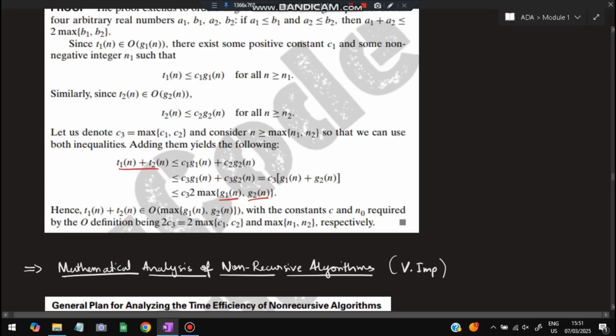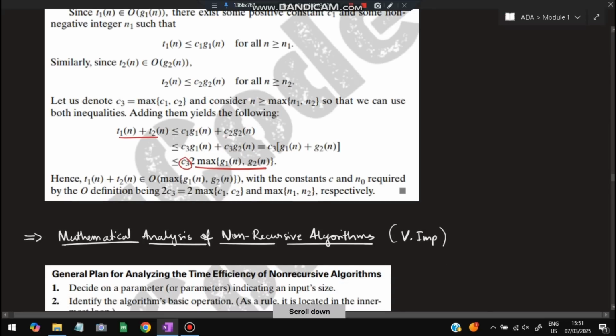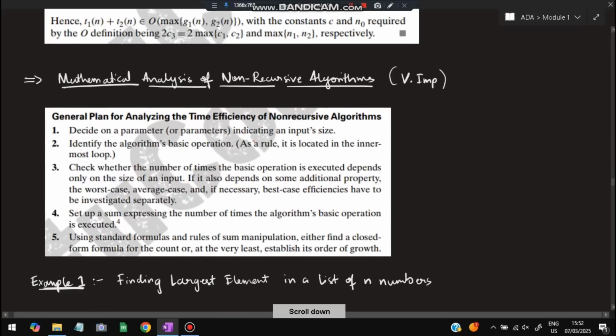So the addition of these two is lesser than or equal to c3 into 2 times max of g1(n), g2(n). So therefore we can safely conclude that the addition of these two, how much time it takes, belongs to the maximum value of g1 and g2 of n, after taking c3 outside and ignoring the constant 2. Just write this formula, I mean the derivation, 2 to 3 times, and it will stay in your mind. Don't miss this one. This is very important from an exam point of view. Finally, you have to write this line.